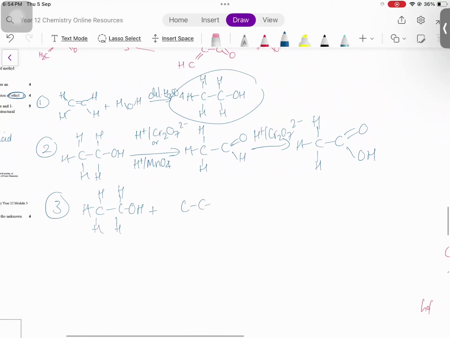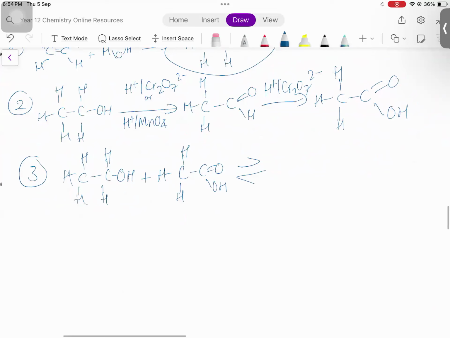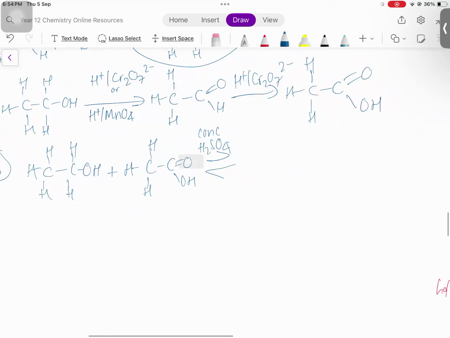Okay. And when it's the ester equation, what kind of arrow am I going to use? Double arrow. What do I have above my arrow? We are... dilute H2SO4. Wait, no. Concentrated H2SO4. And then I make my ester.